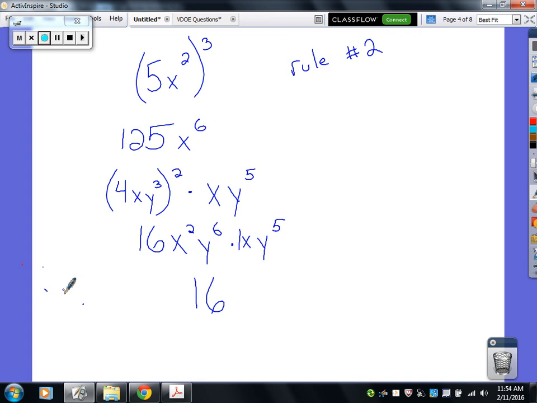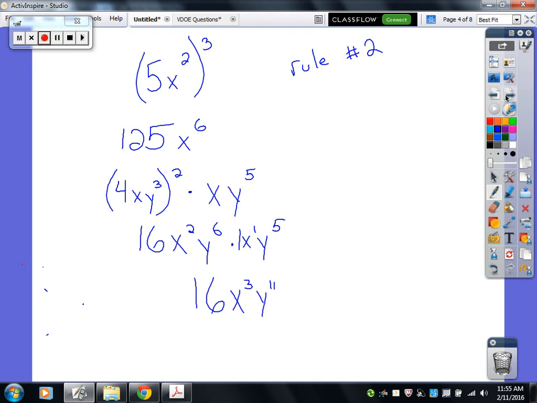X to the 3rd. Because what rule am I doing right now? Rule 1. So this is a combination of using rule 1 and rule 2. So this is x to the 3rd. And then y to the 6th times y to the 5th is y to the 11th. So that's our quick review over rule 1 and rule 2. Good? Okay, we'll get to it.